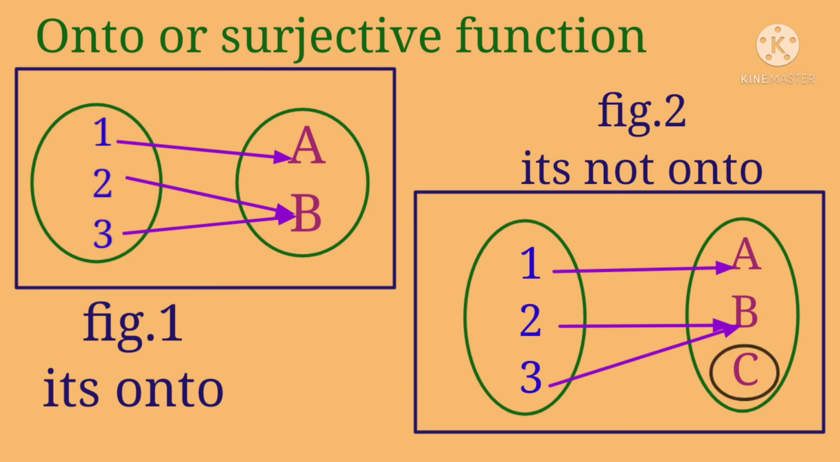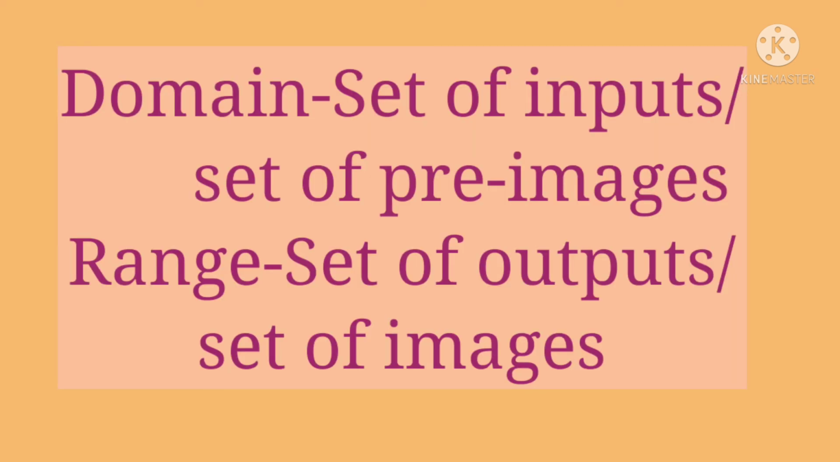This is explained with suitable examples in figure 1 and figure 2. The domain is a set of inputs; in other words, we can say it's a set of pre-images. A range is a set of outputs, and it's nothing but a set of images.